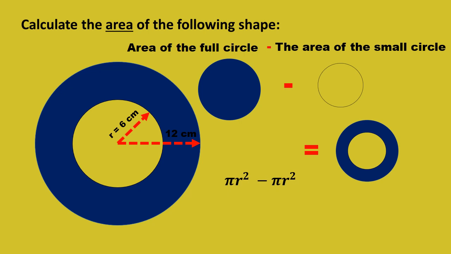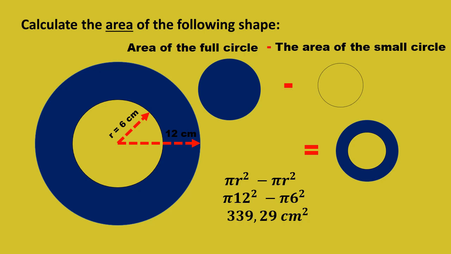So it's pi r squared, the area of the big circle, minus the area of the small circle. The radius for the big circle is 12, and the radius for the small circle is 6. Easy as that. We're working with full circles, so we don't need to divide our answers by 2 or anything. So you're just going to get your answer there. Please try and punch this into your calculator and see whether you get 339.29 centimeters squared.